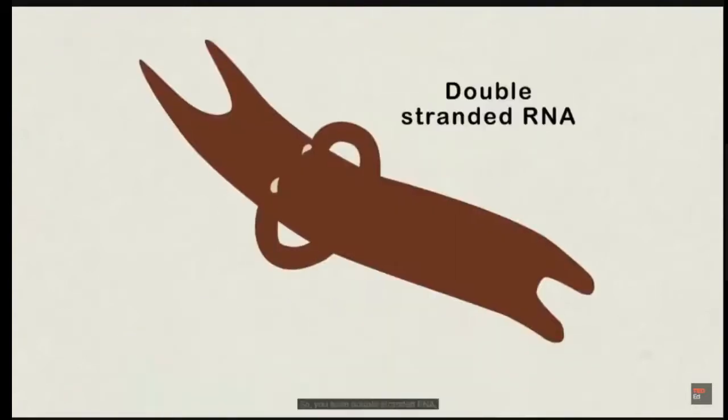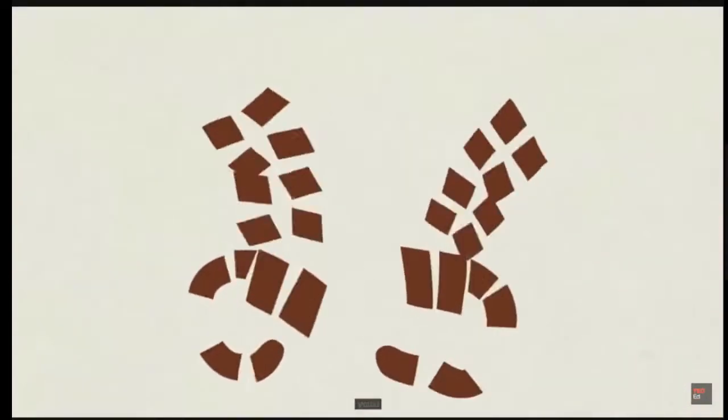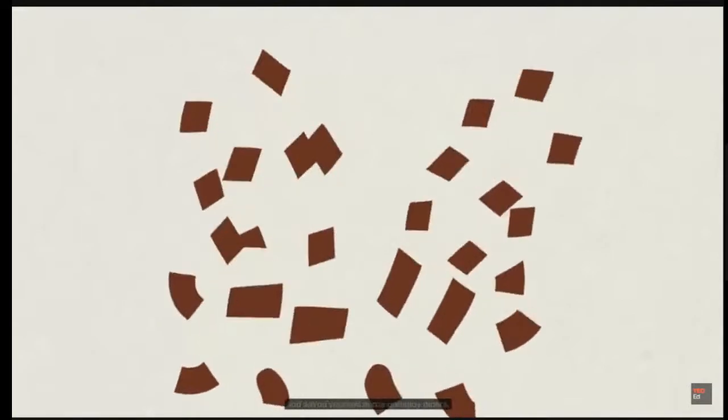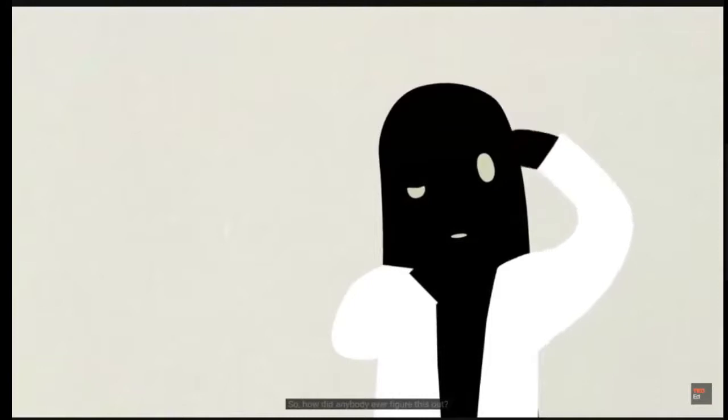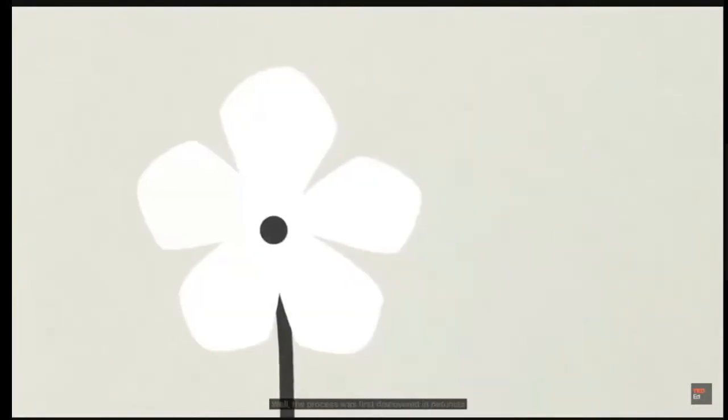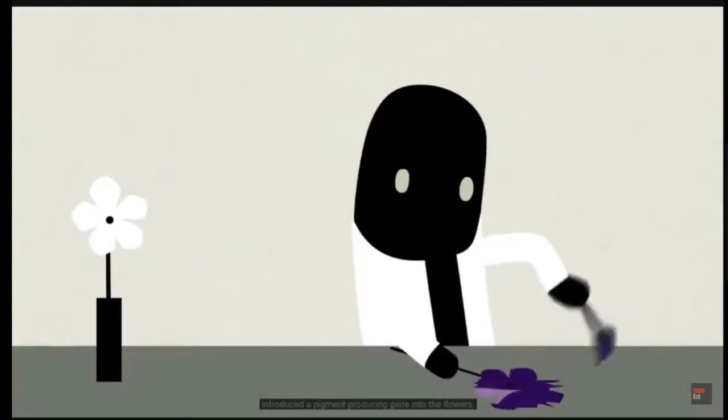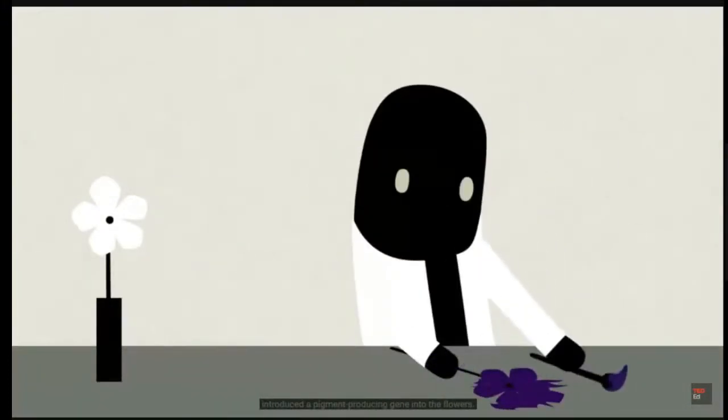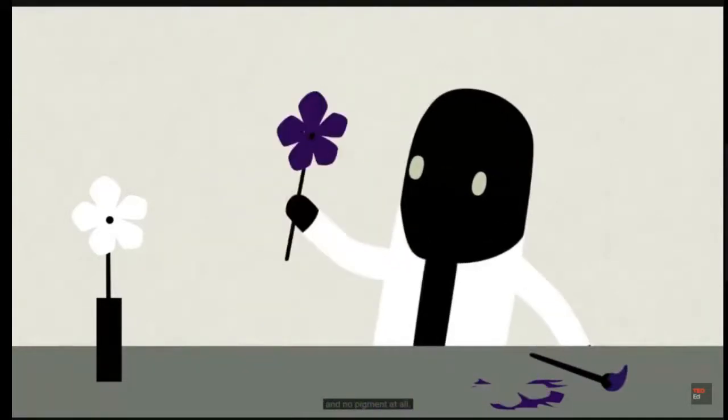So you have double-stranded RNA, you dice it up, it targets mRNA, and then that gets sliced up too. Voila! You've prevented expression and saved yourself some unhappy diners. So how did anybody ever figure this out? Well, the process was first discovered in petunias, when botanists trying to create deep purple blooms introduced a pigment-producing gene into the flowers. But instead of darker flowers, they found flowers with white patches and no pigment at all.